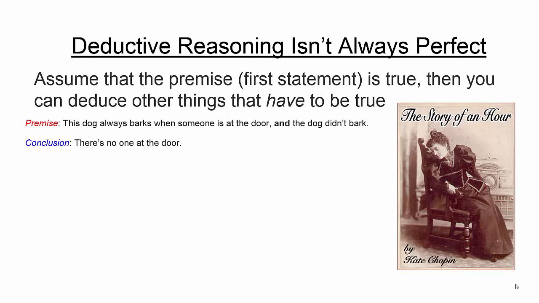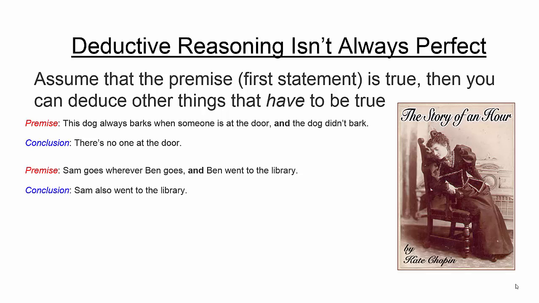So let's take a look at the premise. The dog always barks when someone's at the door, and the dog didn't bark. Therefore, no one is at the door. Well, that's not necessarily true. There could be other reasons the dog isn't barking. So, in this case, assuming the premise is true is faulty logic. Let's take another look. Sam goes wherever Ben goes. Ben went to the library. Therefore, Sam also went to the library. Well, once again, you're assuming that the first statement, the premise, is true, and that can lead to illogical reasoning.